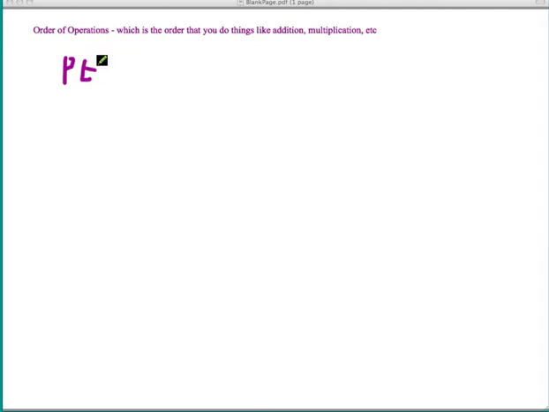So this is the order of operations, which is the order that you do things like addition, multiplication, etc. Okay, so the mnemonic is P, E, M, D, A, S. PEMDAS, or as my 5th grade teacher said, please excuse my dear Aunt Sally.